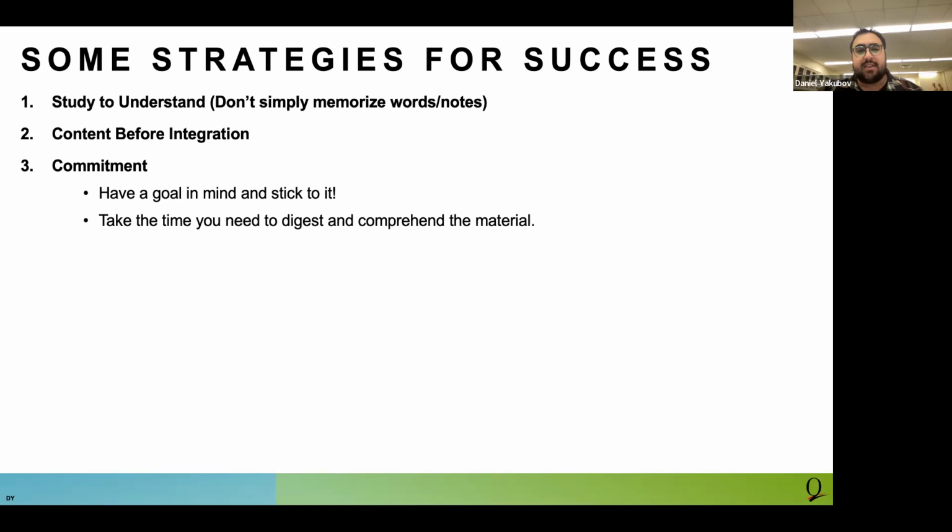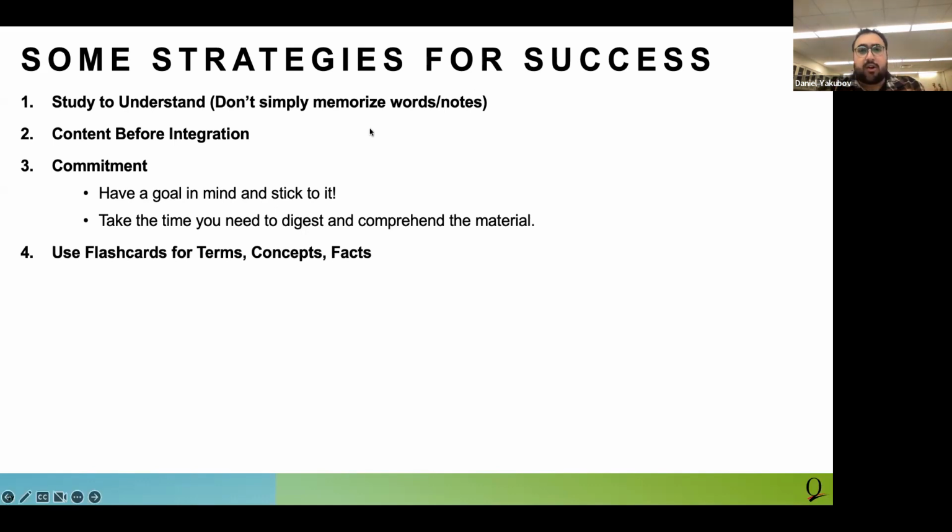So you really need to be committed to studying on a set schedule. Have a goal in mind and stick with it. Don't drop out last minute or anything. And take the time that you need to comprehend the material, all right? Because if you don't take the time to understand, you're really going to have a hard time later on when the test comes around. So to prevent that, spend the time now to understand the material.